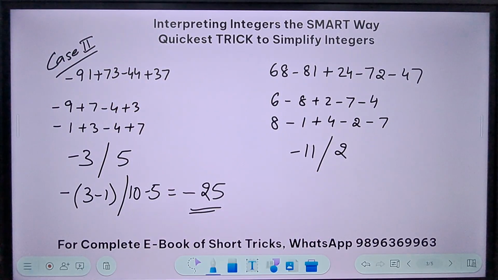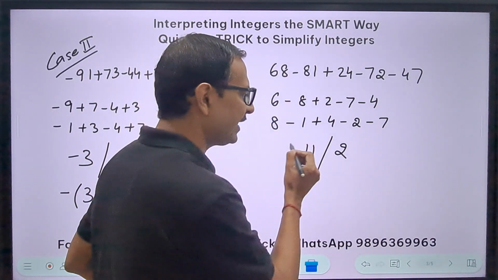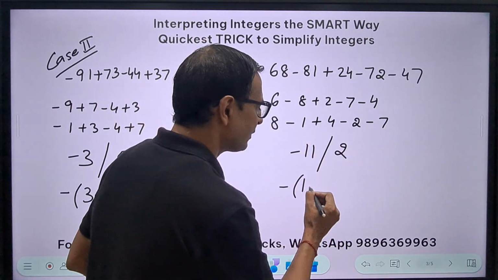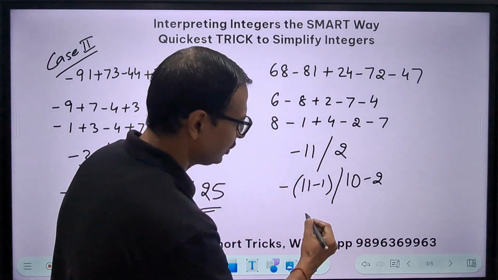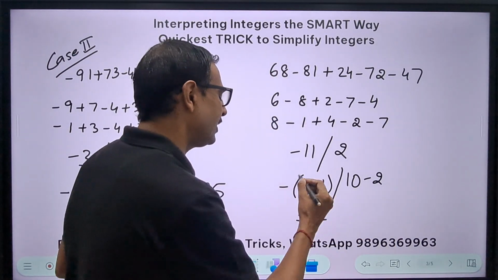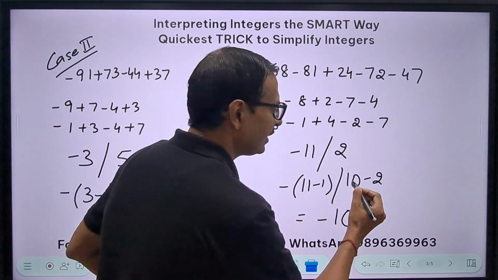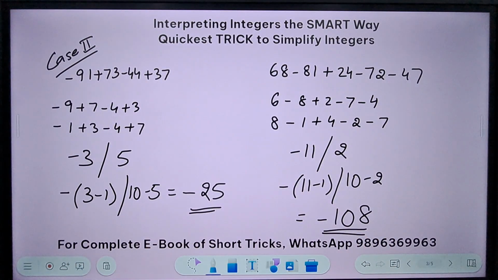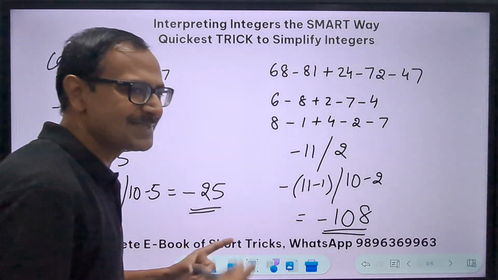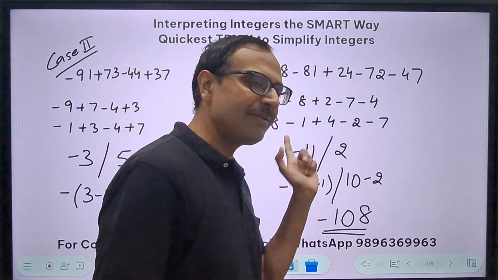Now, what did I tell you that you have to do? It is negative, positive. So put a negative, subtract 1 from 11 and subtract 2 from 10. You get negative of 10, 11 minus 1 is 10 and 10 minus 2 is 8. Minus 108 is the answer for this problem. Now this is case number 2, negative positive.